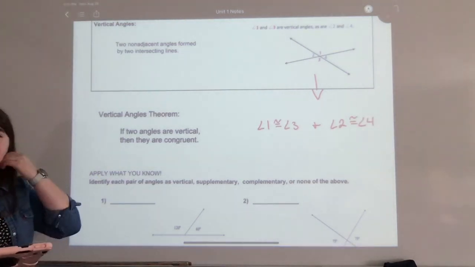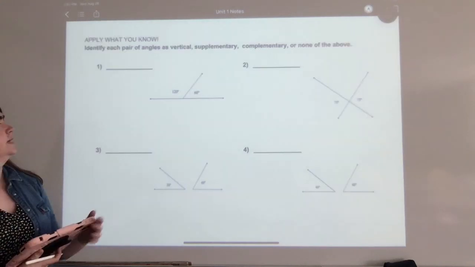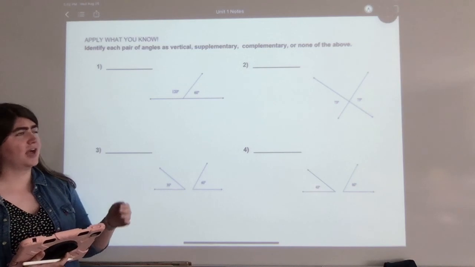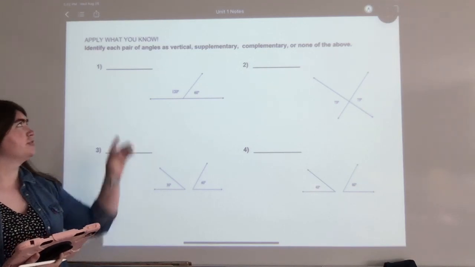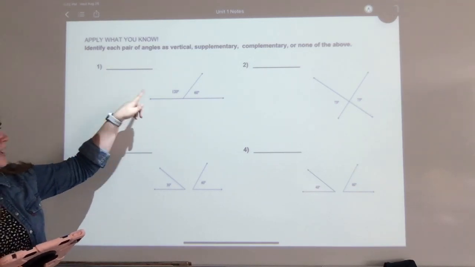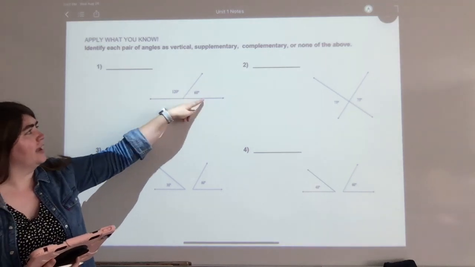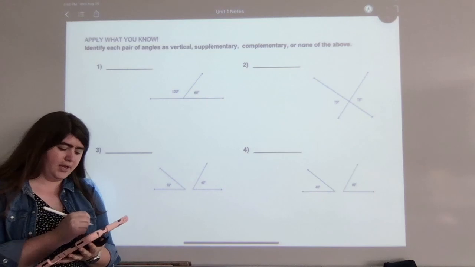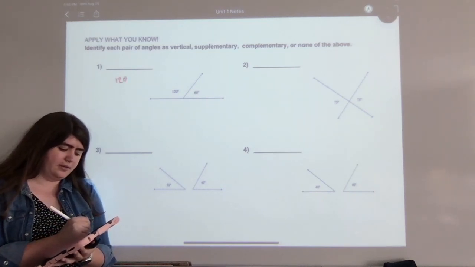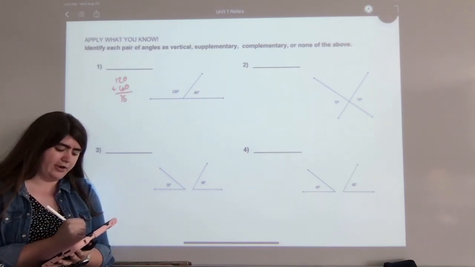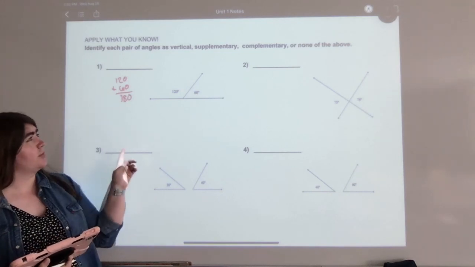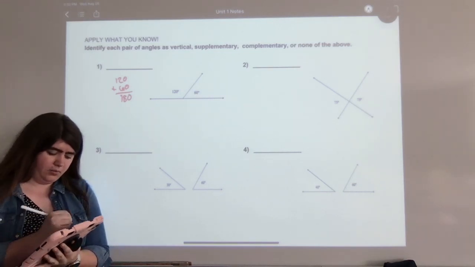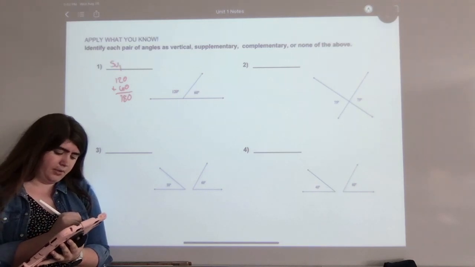All right, let's go ahead and look at some examples. Identify each pair of angles as vertical, supplementary, complementary, or none of the above. Starting with number 1 here, I have 120 degrees and I have 60 degrees. They're adjacent. If I were to add those two together, 120 plus 60 is equal to 180. Because they add up to 180 degrees, I know that they are supplementary. So 1 is supplementary.